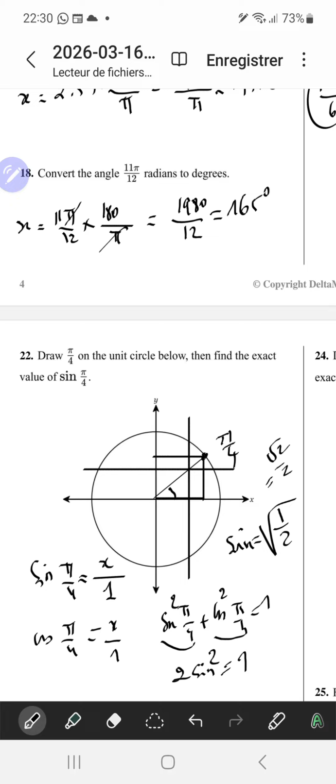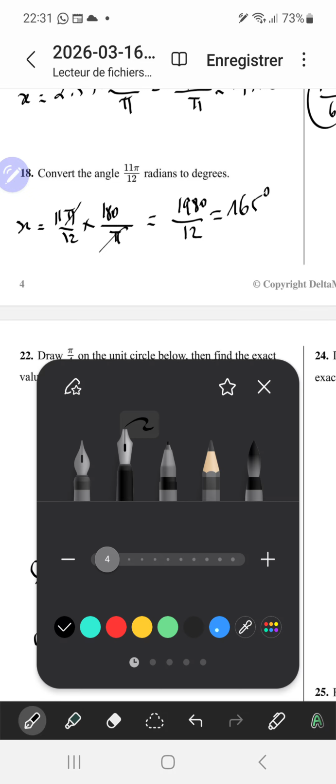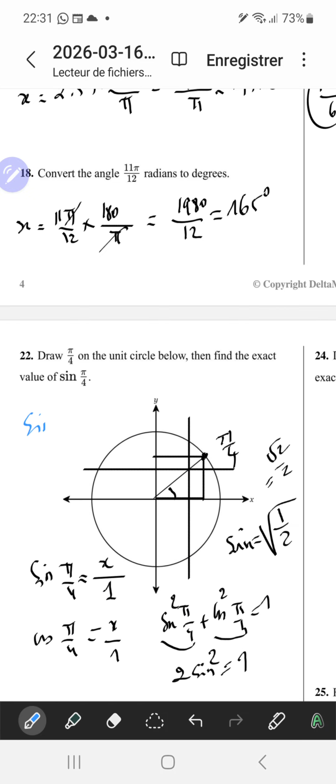But you can, I think, do it directly because they already gave you the values on the circle. So you can say directly in another color that sinus of pi over 4 is root square 2 over 2. Okay.